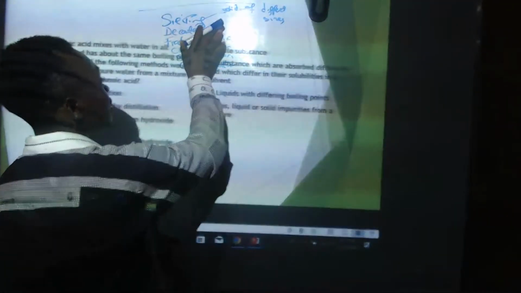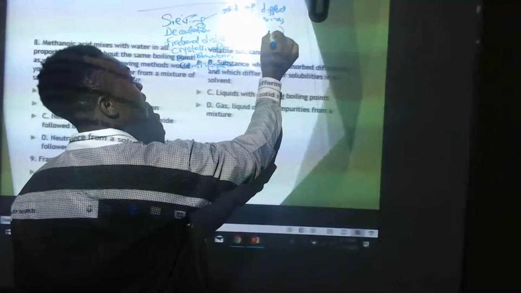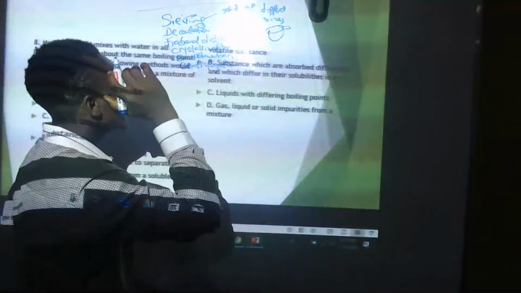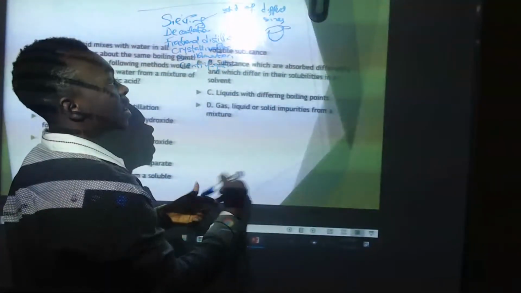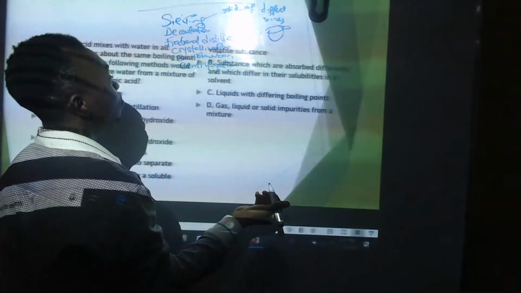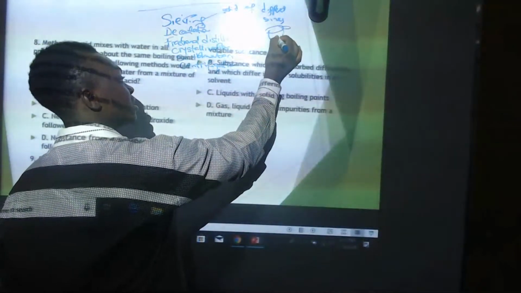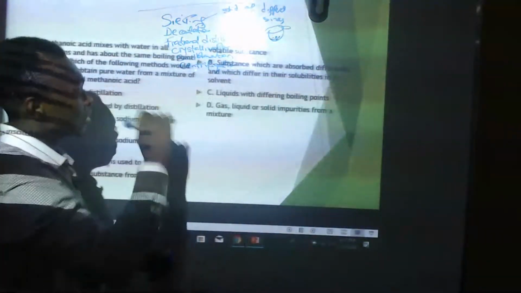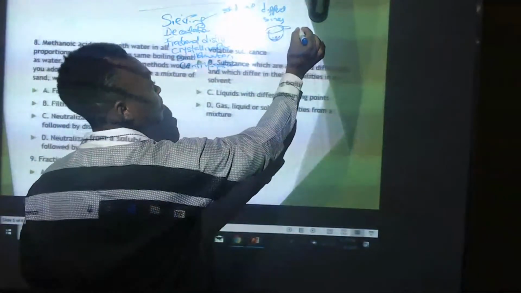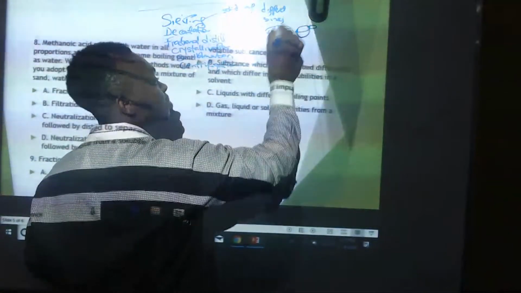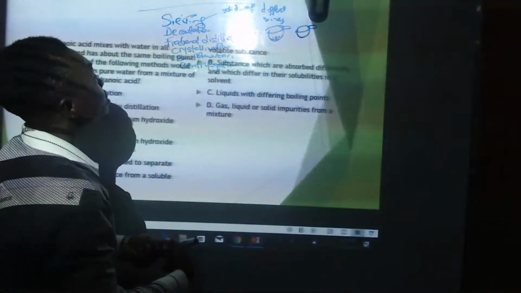Now, once we talk of decantation, you just need either a cup or a test tube, something like this, and it's used to separate a solid that does not dissolve. An example, let me say sand particles inside water. Now how do you decant? You just pour it slowly into another cup or another test tube, leaving behind the solid particles. So that is decantation.